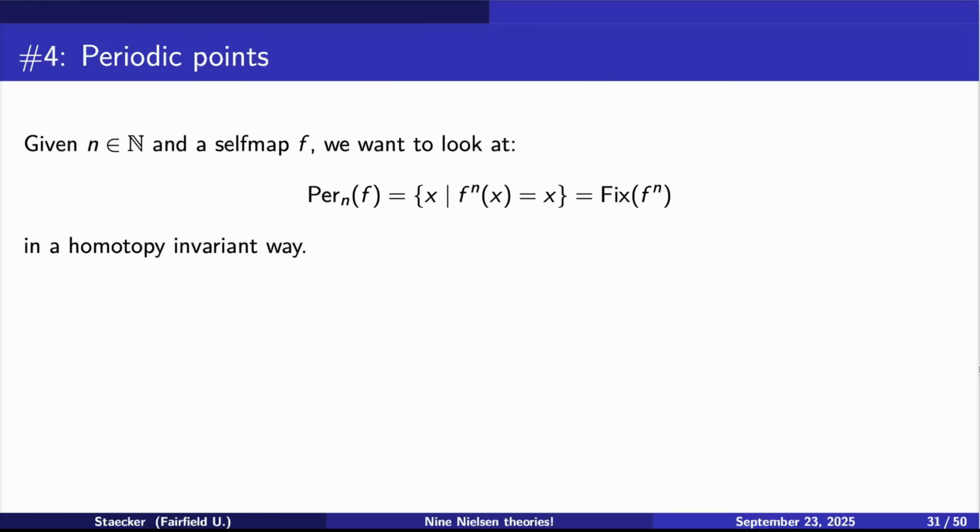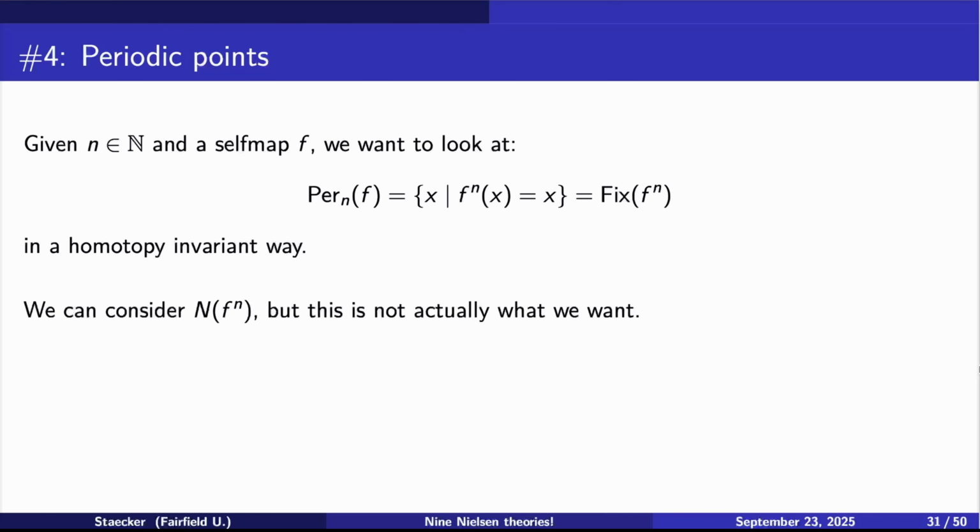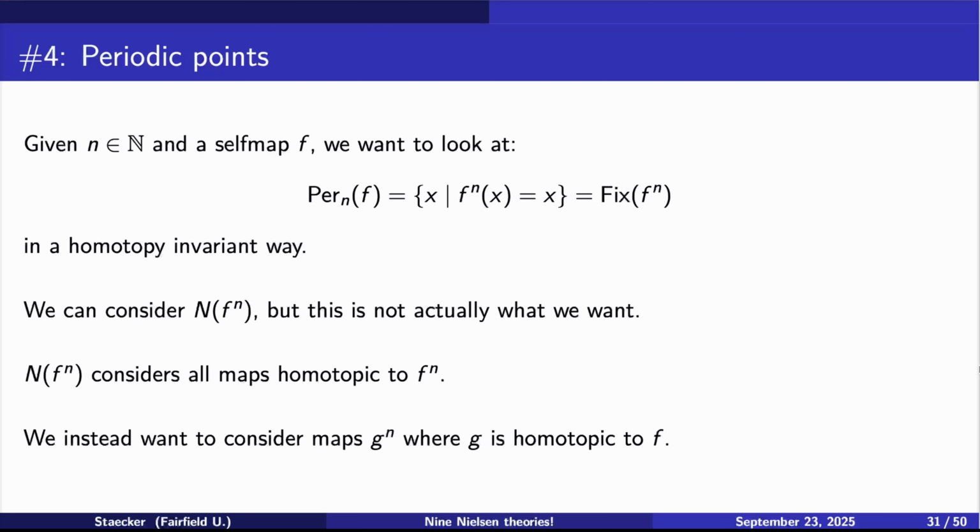And I want to do this in a homotopy invariant way. So I wanted to look at something like what's the minimum number of periodic points of period n, which can be achieved by changing f by a homotopy. That's the idea. All right. So we can consider the Nielsen number of f to the n, but this actually is not what we want. It's because this Nielsen number considers all maps homotopic to f to the n, and that is different from all maps homotopic to f, and then you do the nth iteration, right? At least maybe they're different. They're not obviously the same thing, and actually they are not the same thing.